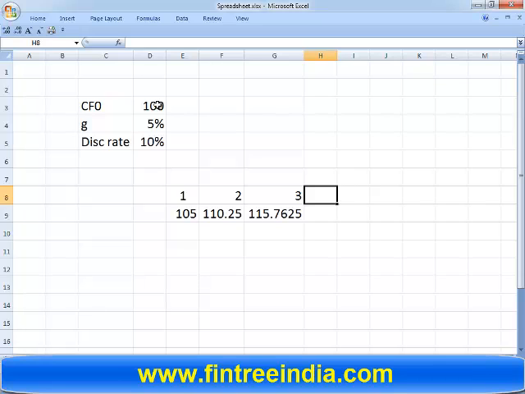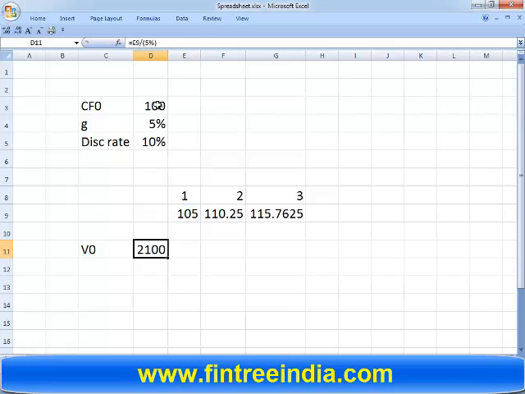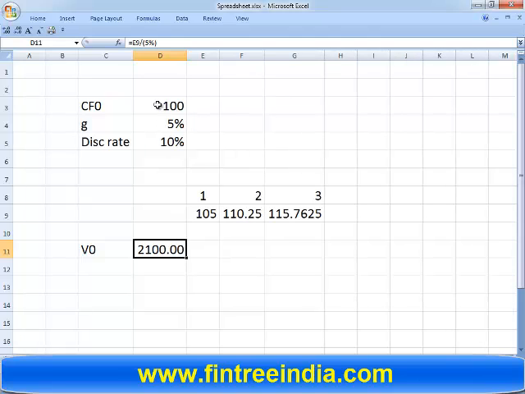Right, so if I want to find out present value, it's going to be really difficult, because how many years will I keep on doing it? So we use this formula. What formula? Value at time 0 is equal to cash flow of time 1 divided by cost of equity or discount rate of 10% minus growth rate of 5%. So the denominator would be 5%. So the value of the stock is coming out to be 2100.